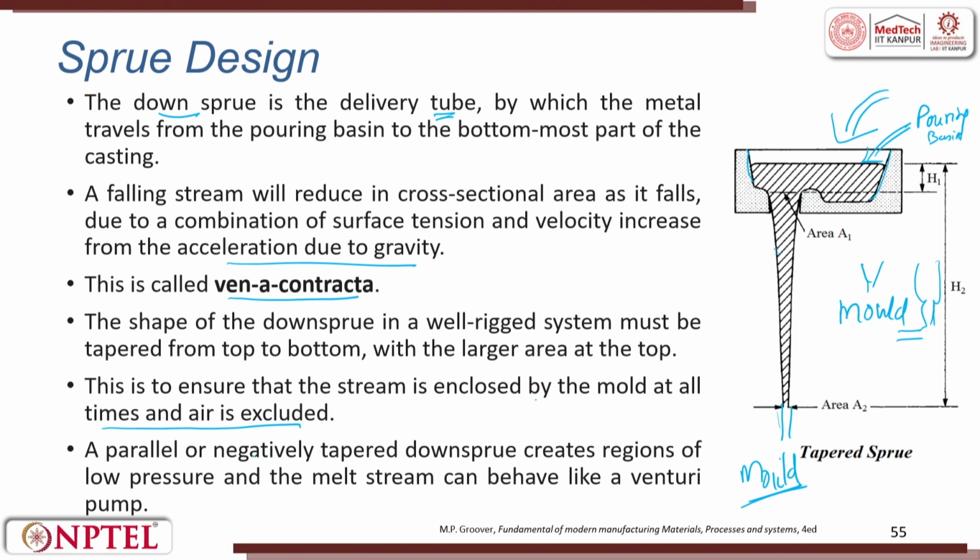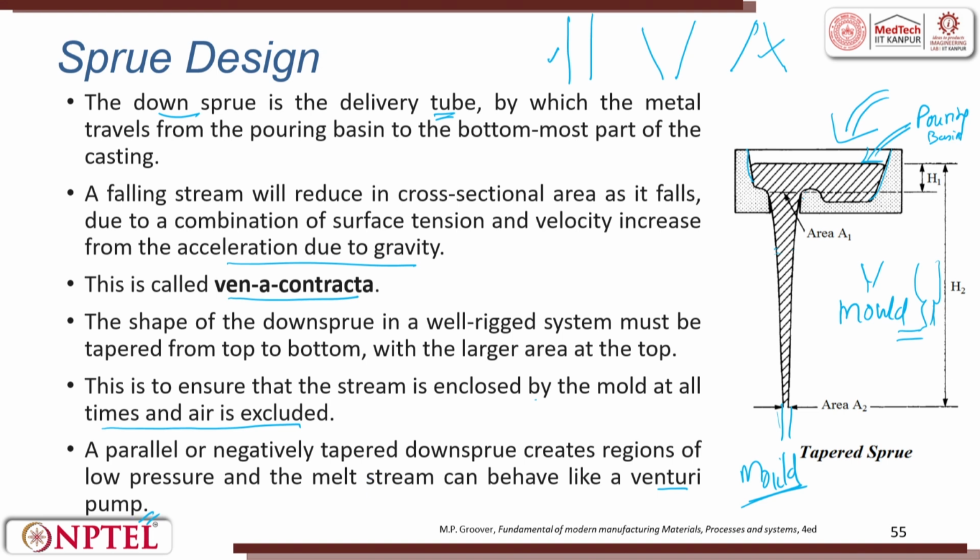A parallel or a negative taper. This is a positive taper. This is a negative taper. You can also have a parallel tube. This is what I have given as the exercise for you. A parallel or a negative taper down sprue creates regions of low pressure, and the melt stream can behave like a venturi pump. So, if it is like this or like this, it can behave like a venturi pump.